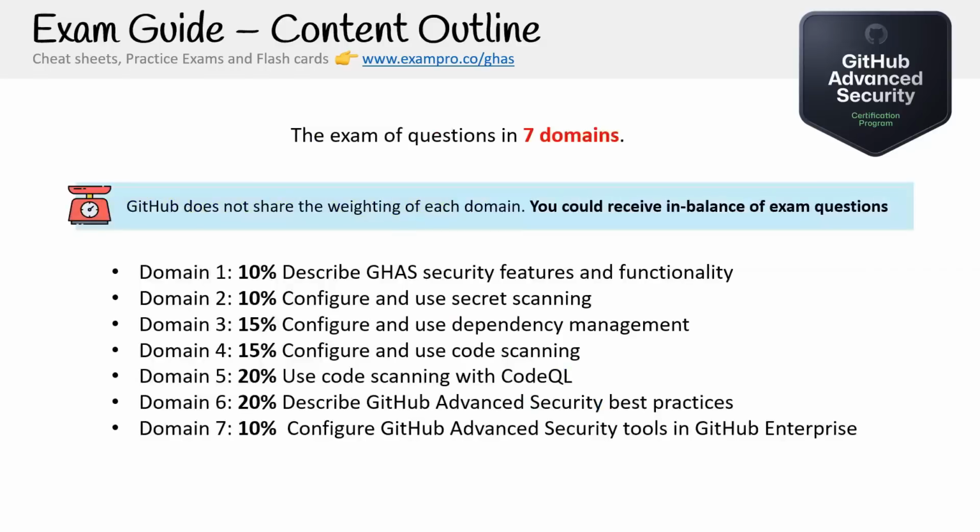Now, from a content perspective, there are 7 domains that have been shared by GitHub. Domain 1 will describe GHAS or GitHub Advanced Security features and functionality. Domain 2, 10% for configure and use secret scanning. Domain 3, 15% for configure and use dependency management. Domain 4, 15% for configure and use code scanning. Domain 5, use code scanning with CodeQL. Domain 6, 20% describe GitHub Advanced Security best practices. And domain 7, 10% for configure GitHub Advanced Security tools in GitHub Enterprise.